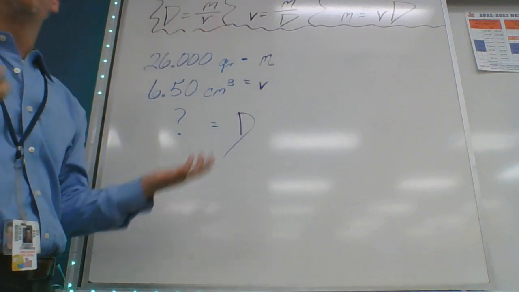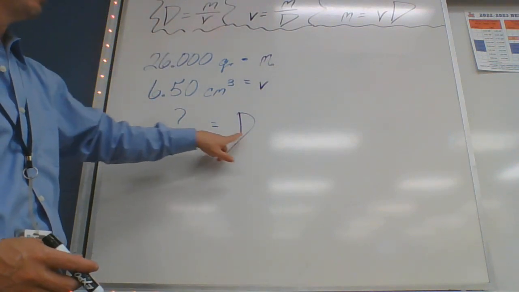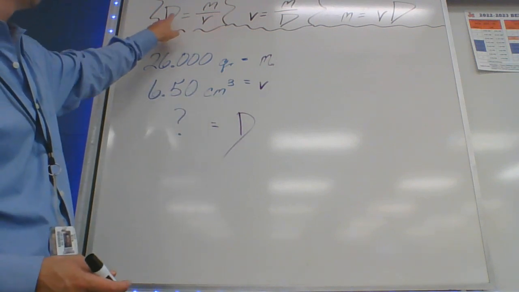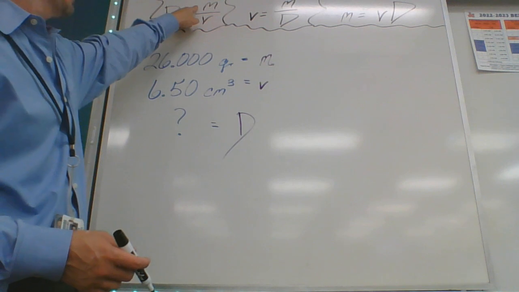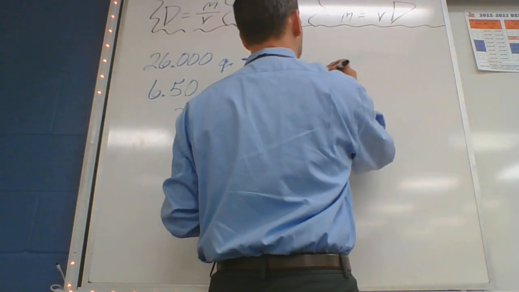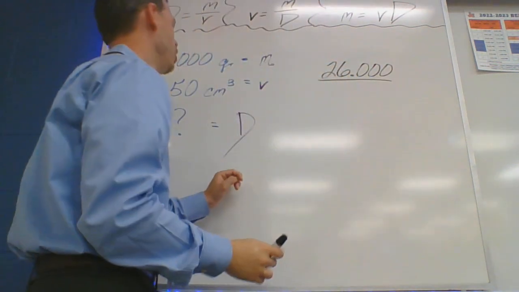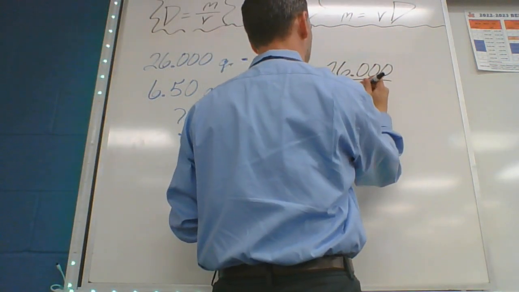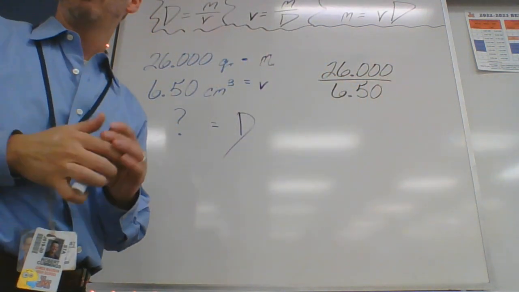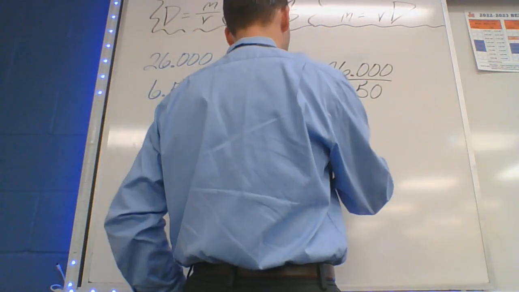You'll want to use the right form of the equation. You want to choose whichever one has the missing variable isolated, by itself. So we'll start with the main one. To find density, it's mass divided by volume. The mass is 26. The volume is 6.5. You have a calculator. Make sure you are plugging away with me.